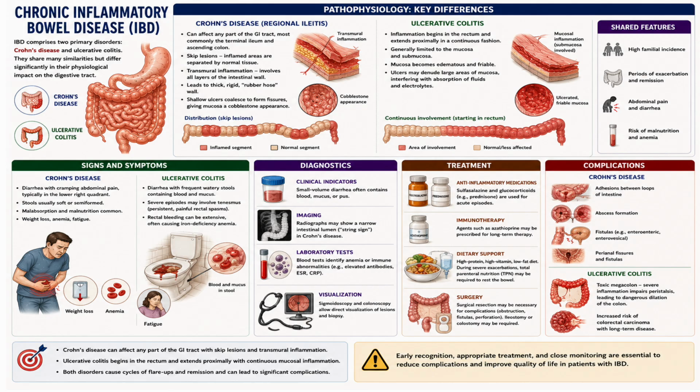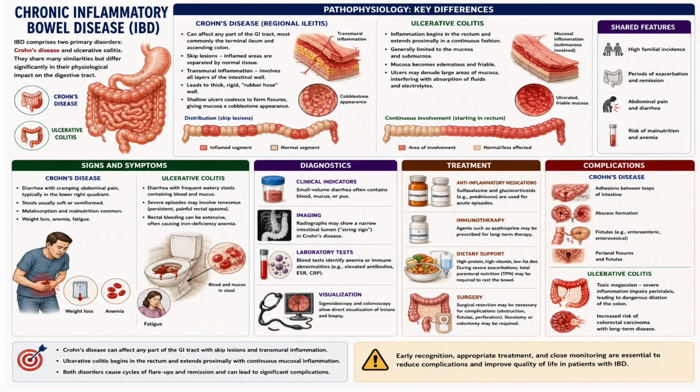Clinical signs and symptoms are marked by periods of exacerbation and remission. Crohn's disease typically presents with soft stools and lower quadrant cramping, often leading to significant malnutrition and malabsorption. Ulcerative colitis is distinguished by frequent watery stools containing blood and mucus, often accompanied by tenesmus, very painful rectal spasms, and extensive bleeding. This results in iron deficiency anemia.